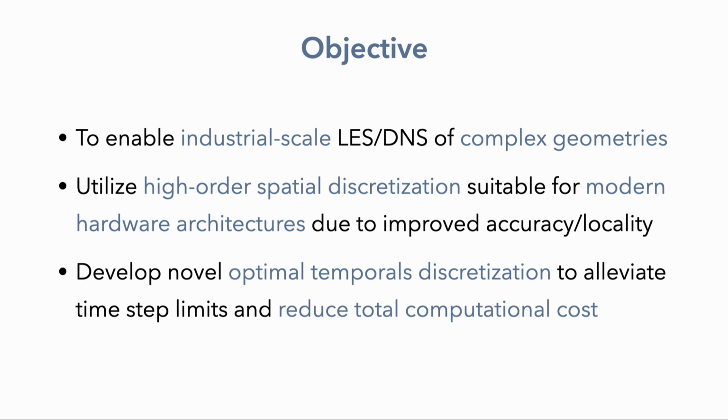So overall, the objective of this work: we want to enable industrial scale LES/DNS of complex geometries, things like full aircraft. In order to do this, we're going to utilize high-order spatial discretizations, specifically the flux reconstruction approach that I'm going to talk about in a minute. And these discretizations need to be suitable for modern hardware architectures, so specifically things like GPUs and massively parallel clusters of CPUs. And really what we're talking about here is the ability to obtain high levels of accuracy as well as have data locality. So when we're talking about parallel computing, being able to maximize the amount of compute that we do locally on a node and minimize the amount of communication that we need to do between nodes.